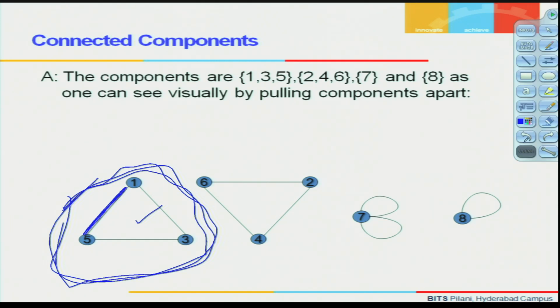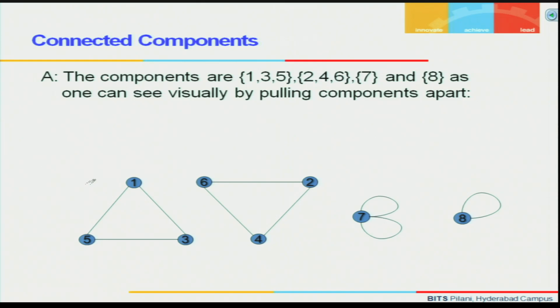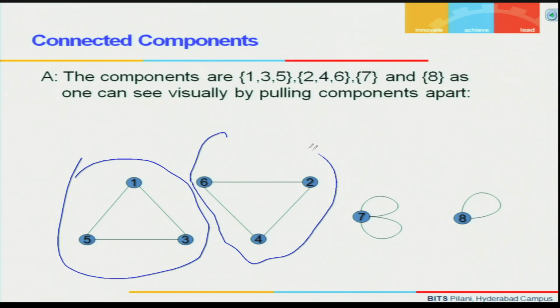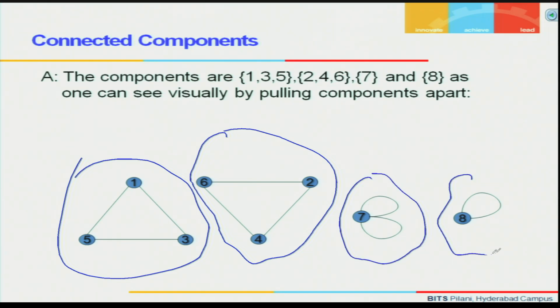We will see it. This is one component, and this is another component, because this is also a maximal connected subgraph. There is no subgraph which is containing this and being connected at the same point of time. And this guy is a maximal connected subgraph, this guy is a maximal connected subgraph. How many maximal connected subgraphs are there in this? So 4.